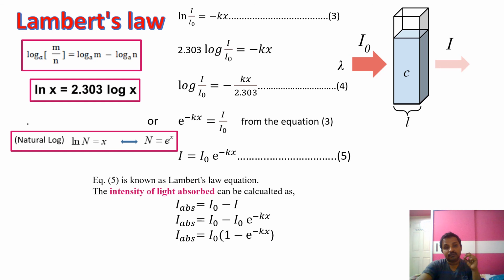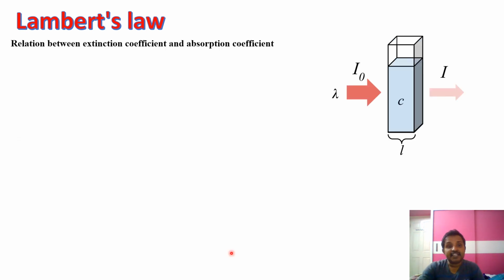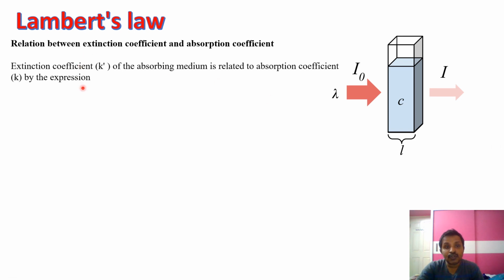Now let us know the relationship between the extinction coefficient and the absorption coefficient. The extinction coefficient k dash of the observing medium is related to the absorption coefficient k by the expression k dash equal to k divided by 2.303.